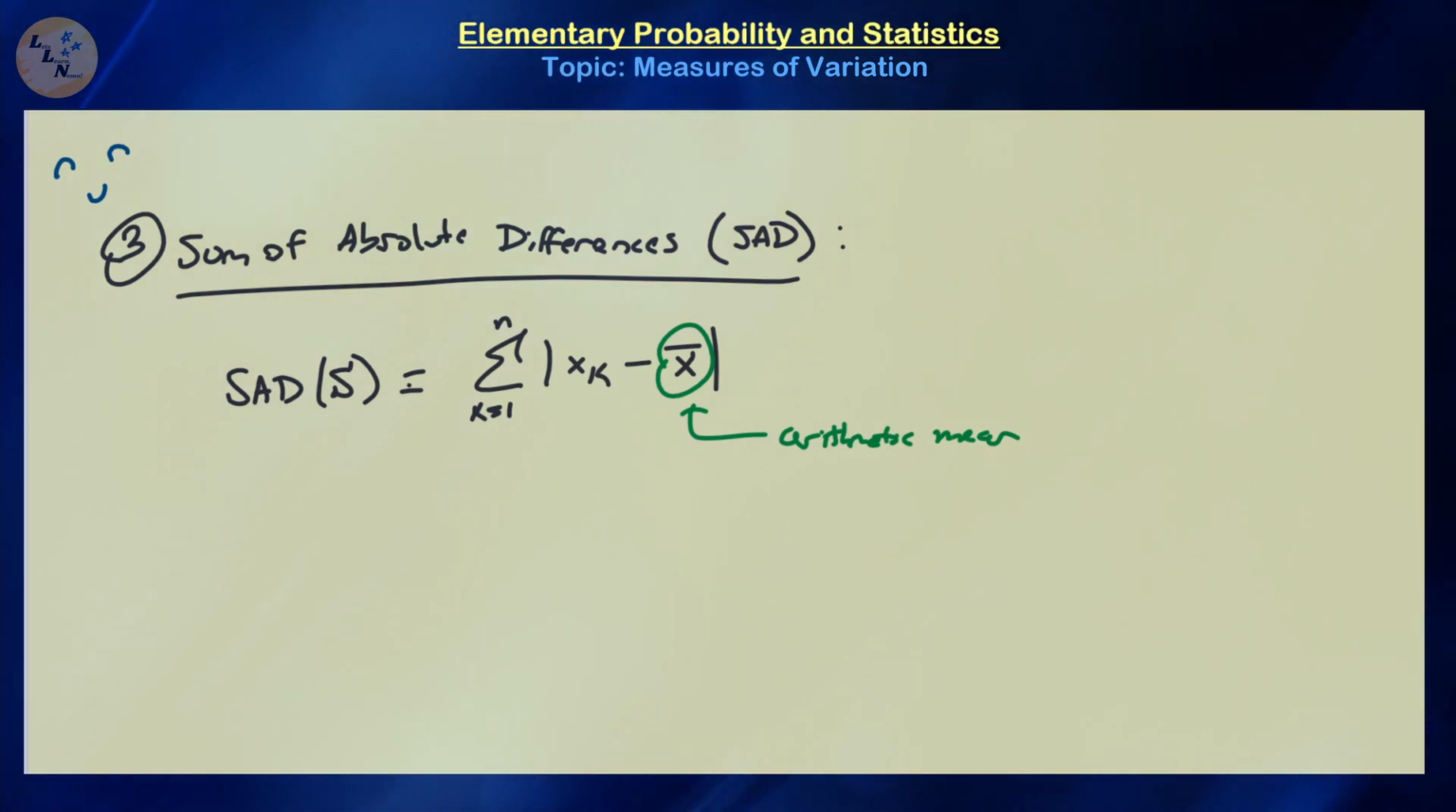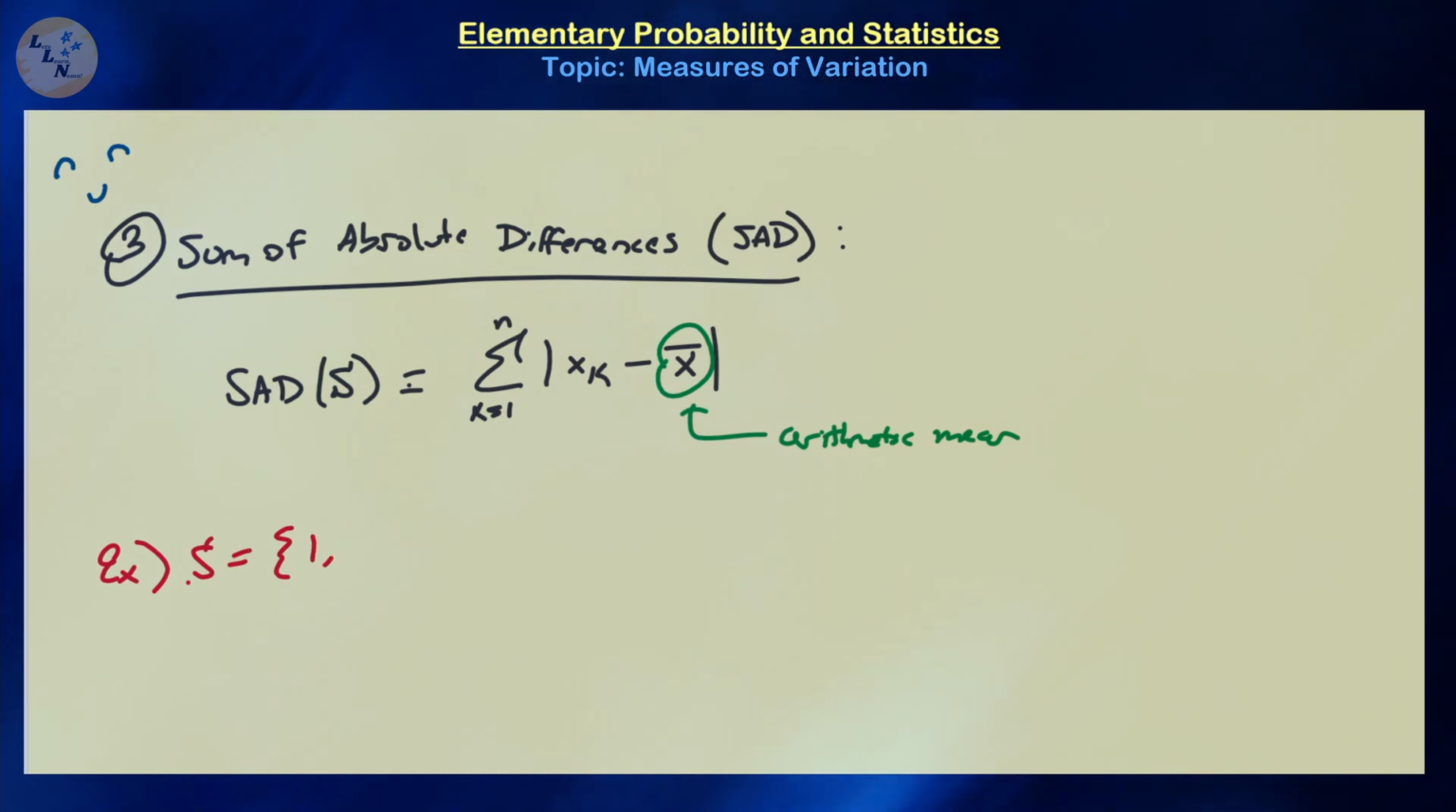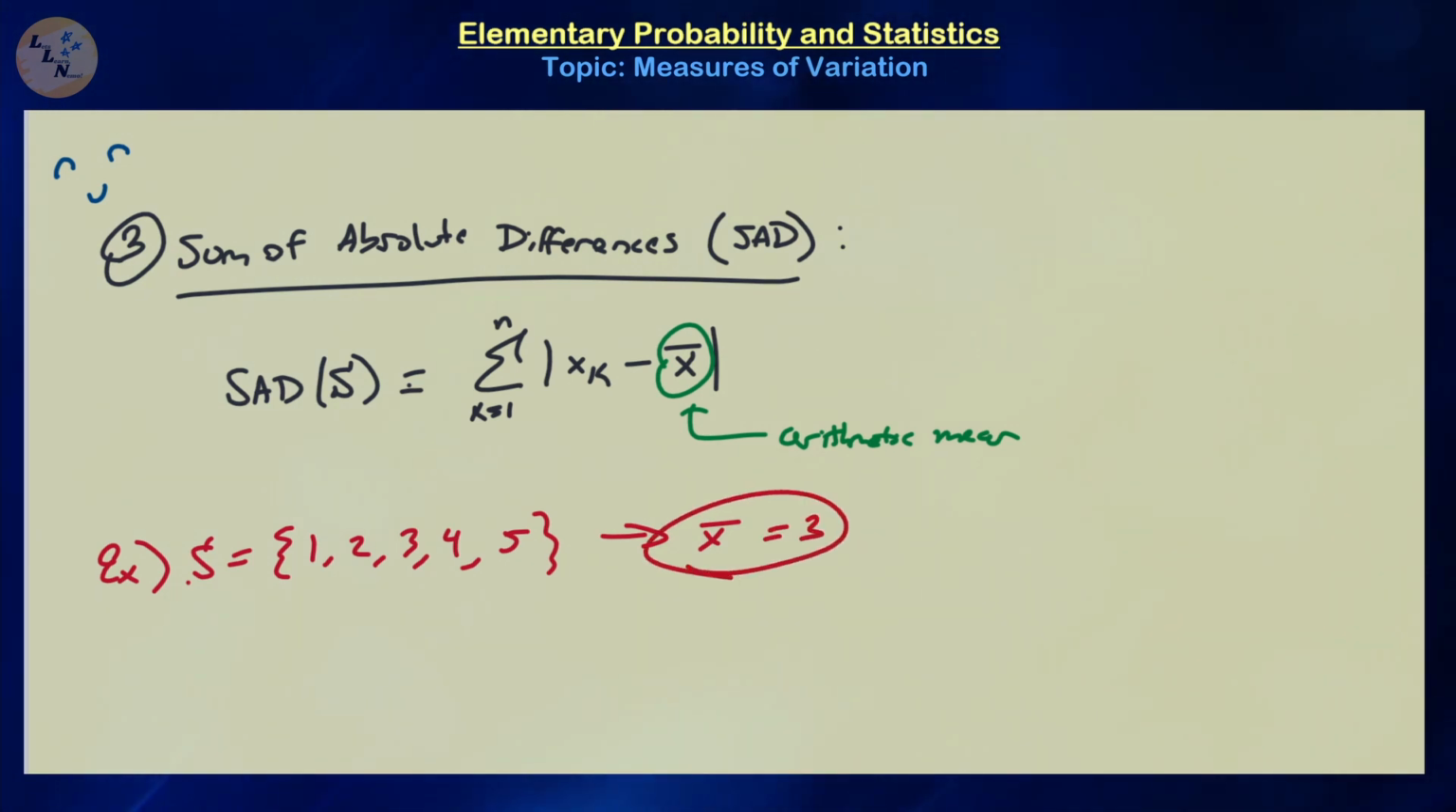So that's what this type of metric does. Let's go through an example of how to calculate the sum of absolute differences for a particular data set. Let S be equal to, let's do a baby set, 1, 2, 3, 4, and 5. We can quickly see that the average is going to be equal to 3, right?